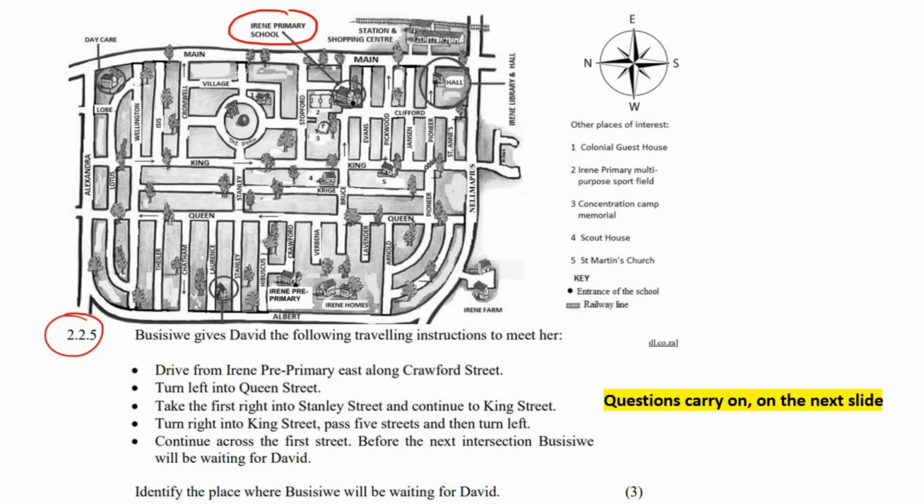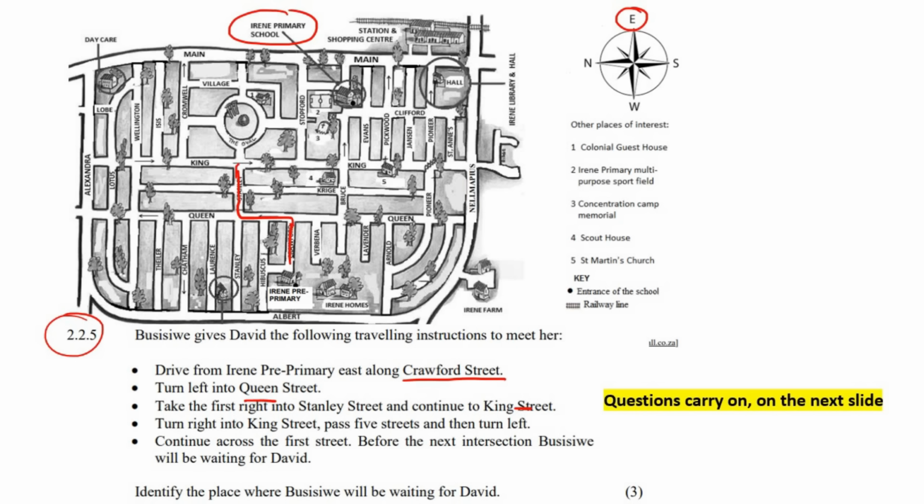So it says that we are going to drive from Irene Pre-Primary in an easterly direction along Crawford. Now, east means going up in this map. So there's Crawford. Okay, so we're going to drive up there. And now we're going to turn left onto Queen Street. Yep, this is Queen Street. Makes sense. And then take the first right into Stanley. Turn right. Stanley Street over here. And continue up to King Street. Okay, sure. And then turn right into King Street, pass 5 streets, and then turn left.